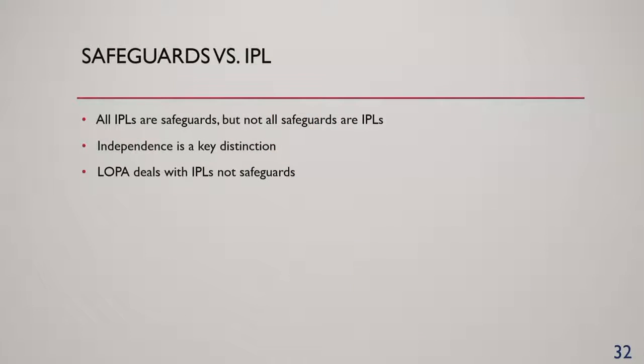So what is the main difference between these two things? All IPLs are safeguards, but not all safeguards are IPLs. And the really big difference is the independence. An IPL is really focusing on stopping the scenario right when it starts, whereas safeguards can focus on stopping that scenario, but also they can be for mitigating just how bad the scenario's consequences can be. And when we talk about LOPA or safeguard protection analysis, it deals with IPLs and not safeguards.